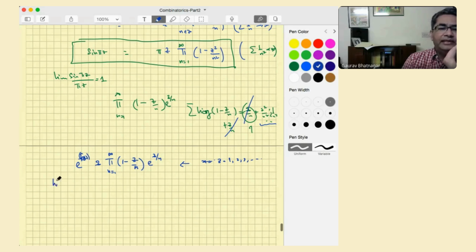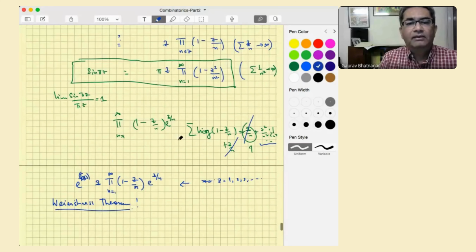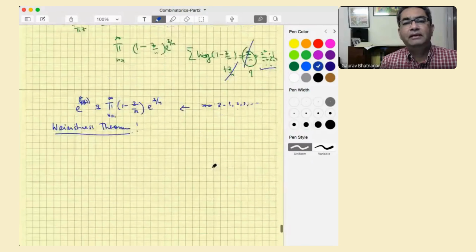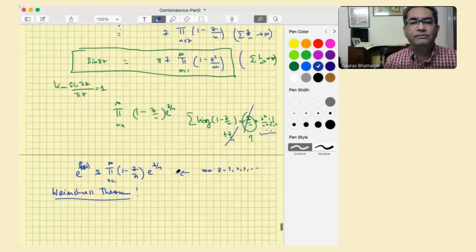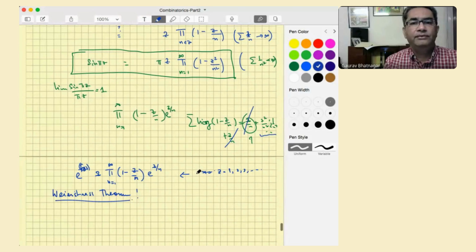This is known as Weierstrass's theorem. Very practical. Whatever I've told you is extremely practical. You can just write down the sine. Have you seen this before? Have you guys seen this before?